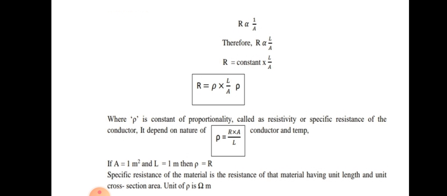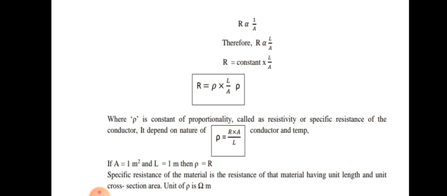Basically, it measures the resistance. So it's the resistance of that material which has a unit length and a unit cross sectional area. This is resistance, so yes, we can measure it, right? And the unit of this resistivity is ohm meter. Okay, so it is understood that specific resistance of material is the resistance of that material having unit length and unit cross sectional area. The formula is rho is equal to R into A upon L, and the unit of rho is ohm meter.